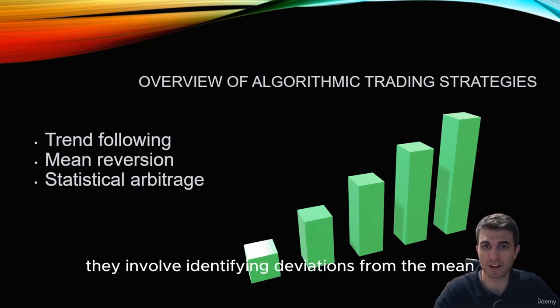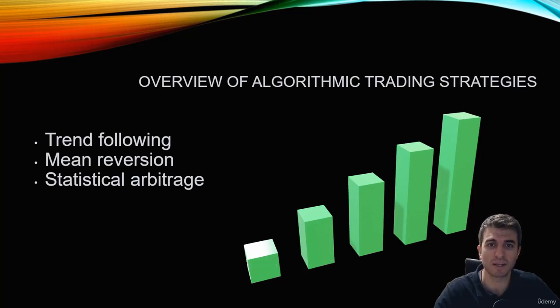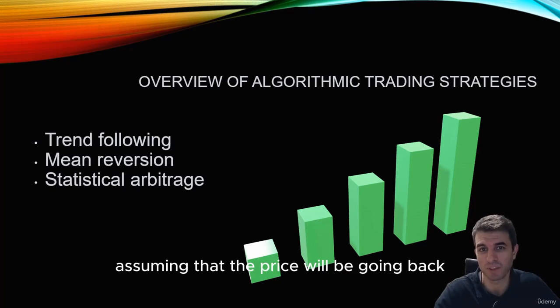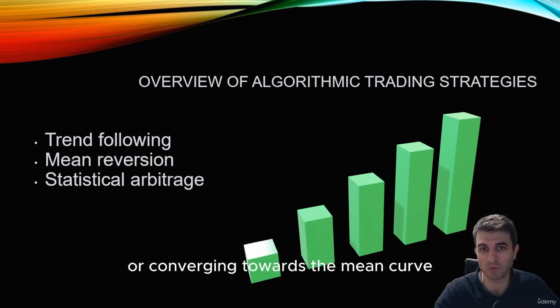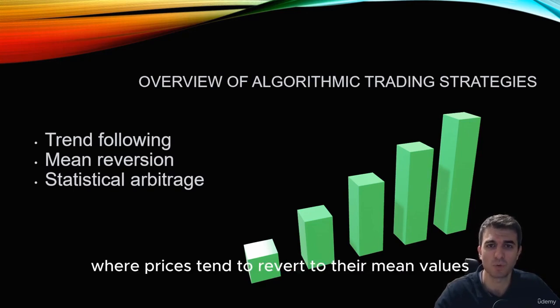Then we have the mean reversion strategies. They involve identifying deviations from the mean or the average price of an asset and taking positions to profit from the price correction, assuming that the price will be going back or converging towards the mean. So these strategies work well in range-bound markets where prices tend to revert to their mean values.